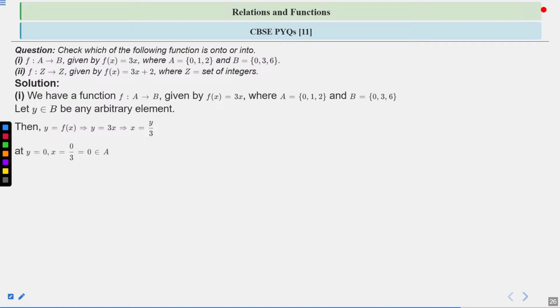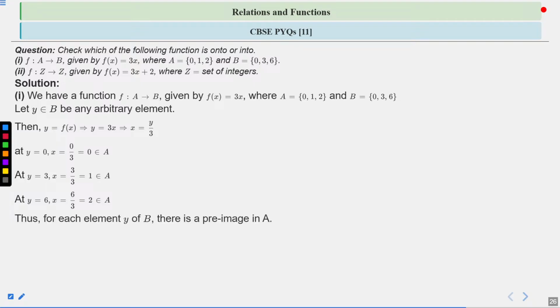So at y equal to 0, x is equal to 0 by 3, which is equal to 0. 0 belongs to A, right? Now, at y equal to 3, x is equal to 3 by 3, which is 1, which belongs to A. And at y equal to 6, x is equal to 6 by 3, which is equal to 2, which also belongs to A. Thus, for each element y of B, there is a pre-image in set A.